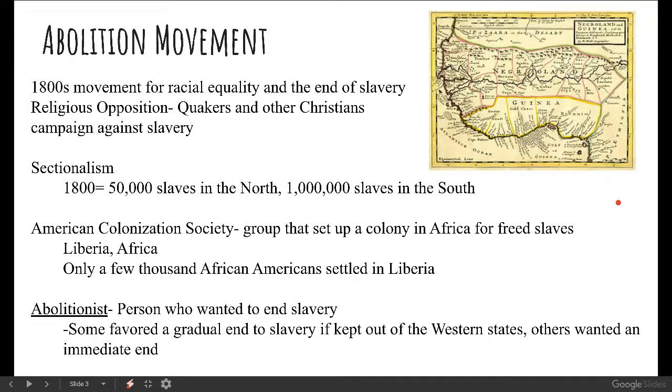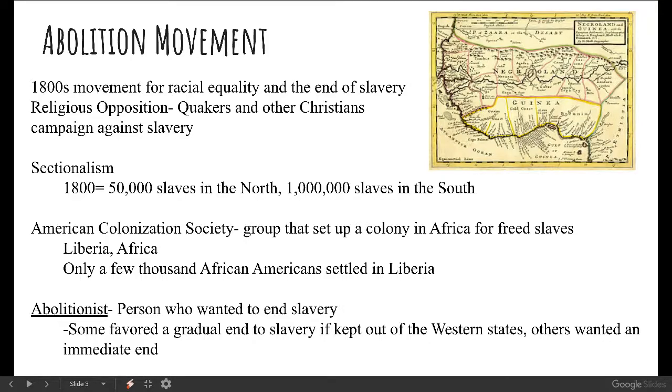And we're going to see only a few thousand African Americans settle in Liberia over time. But we'll see later on a movement begins with Marcus Garvey called the Back to Africa movement in the 1900s. And so this idea of Africans going back to Africa is going to hold throughout the 1800s. And so the people who are part of this abolition movement are called abolitionists, a person who wanted to end slavery.